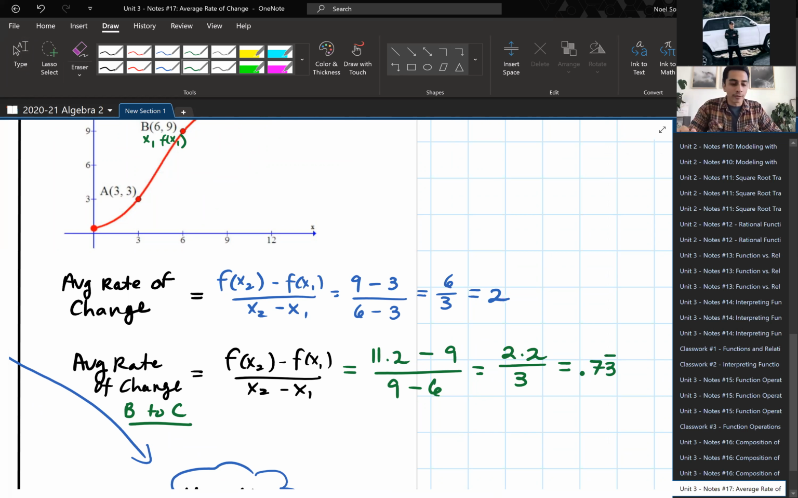All right, let's try to get one number out of this, so that we can truly compare to see which one had the largest average rate of change. 8.2 divided by 6 gives us 1.36 with a repeating 6. Okay, so make sure that you draw the line over the 6 to indicate that it continues.